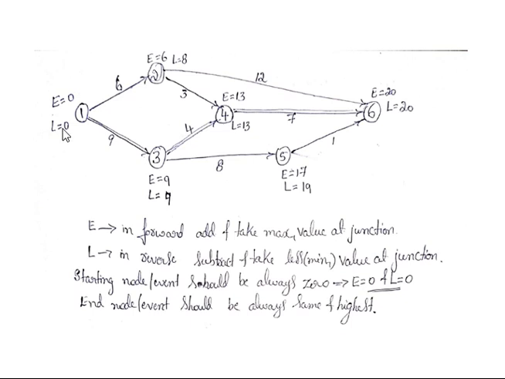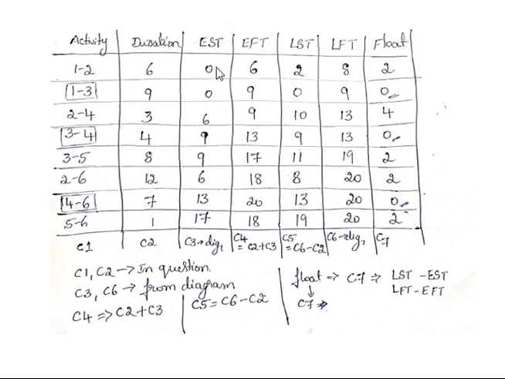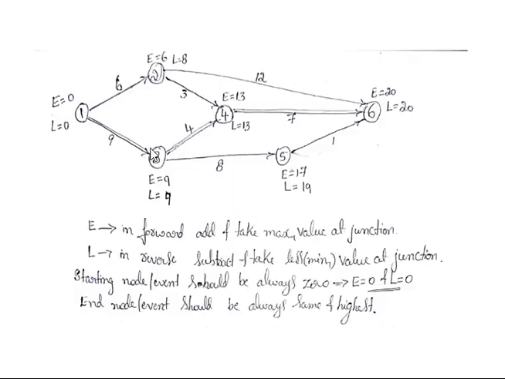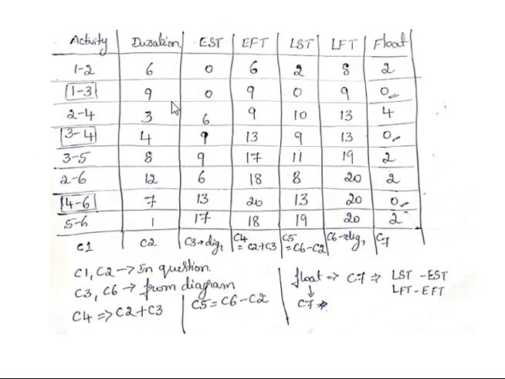Earliest start time means how early that particular event is going to start. If you have an activity 1 to 2, this activity is going to start at 1, which has an E value of 0. That means the 1 to 2 E value is going to become 0. The next one is 1 to 3. 1 to 3 will start at 1, so its E value is going to become 0.